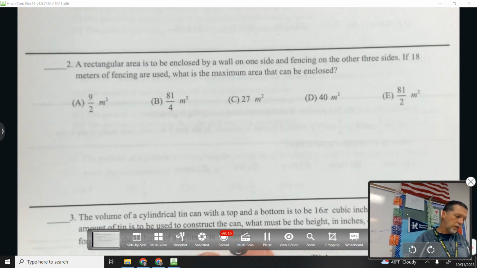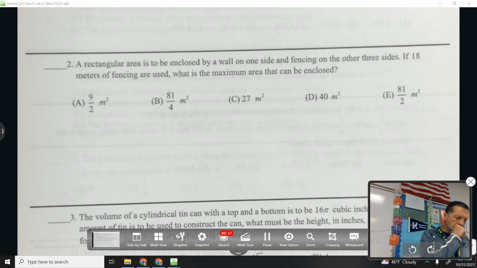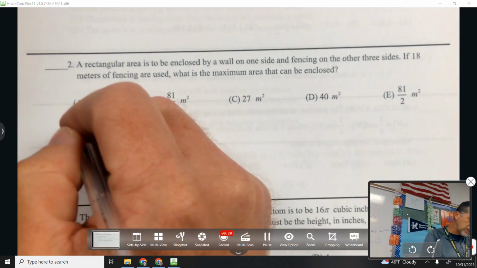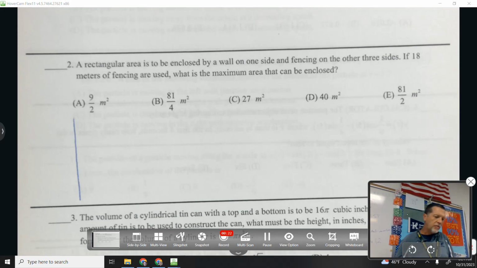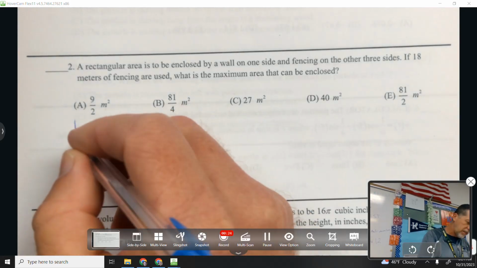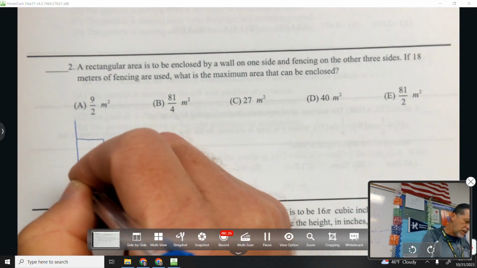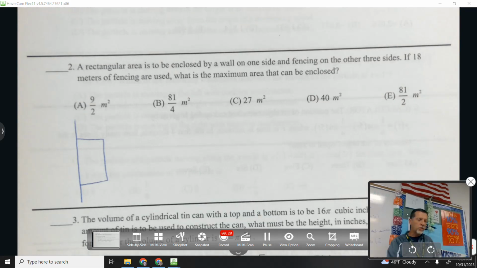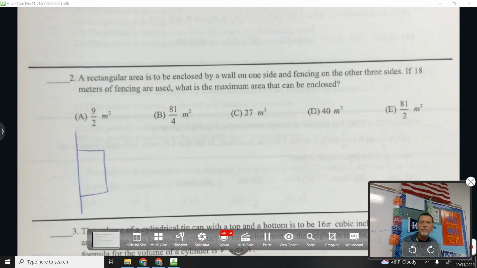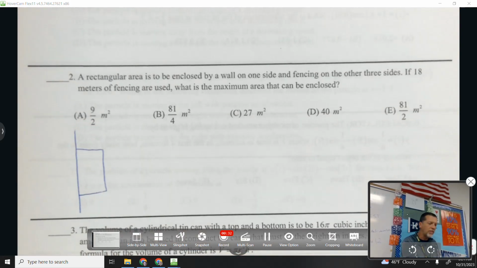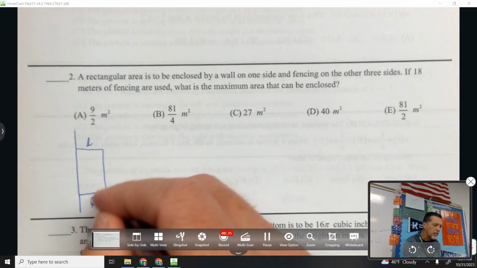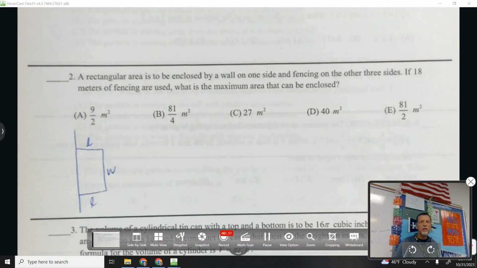Alright, number 2. A rectangular area is to be enclosed by a wall on one side and fencing on the other sides. Okay, smart use of, there's a wall there, so you don't have to fence that side. You only have to fence the other two sides, 2 lengths and a width. Or maybe that's 2 widths and a length, doesn't really matter. 18 meters of fencing are used. What is the maximum area that can be enclosed?